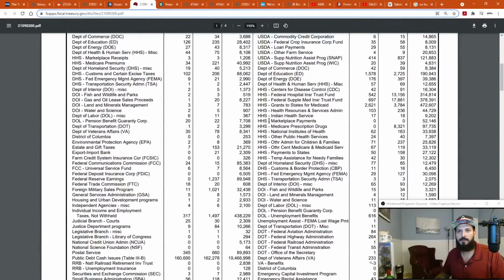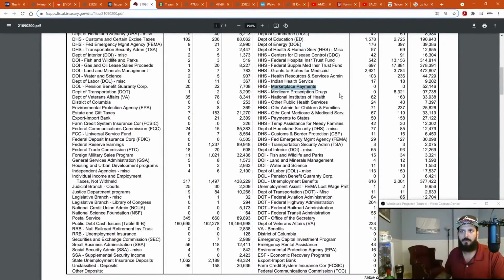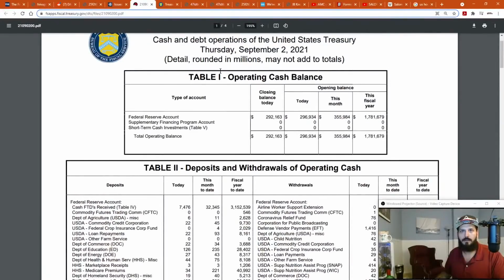This table is expressed in millions of dollars year to date. Marketplace payments is payments to marketplace providers such as doctors, hospitals, urgent care clinics. It was $52 million this year, and as of this month, it was $0, and as of today, it was $0. See, fiscal year to date, this month to date, today. Medicare prescription drugs, they're on track. They had $97 million already spent. And hold on. Rounded in millions, may not add totals.